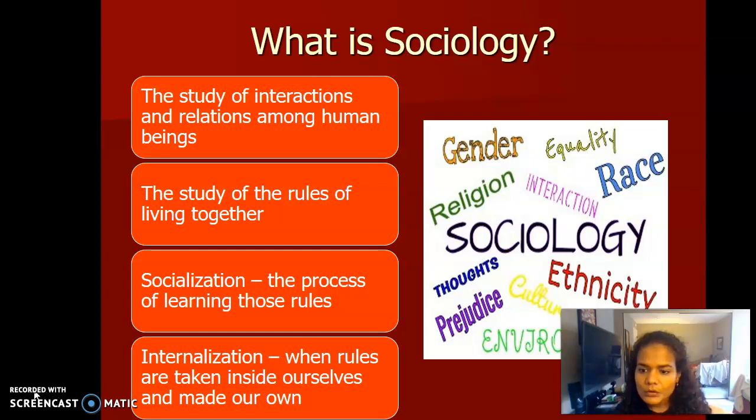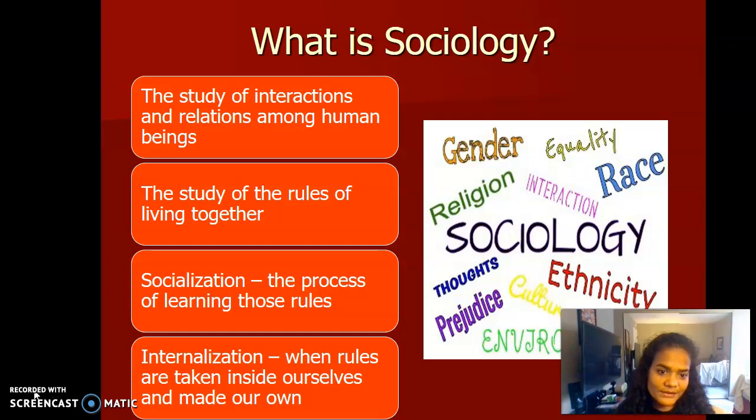So there are certain norms and traditions that we follow in every social context. And so sociology is about not only how we make up those rules of living together, how we socialize folks into learning those rules of interaction, and how we ourselves internalize those rules to form our identities, right? And also to learn norms and traditions of a particular context.